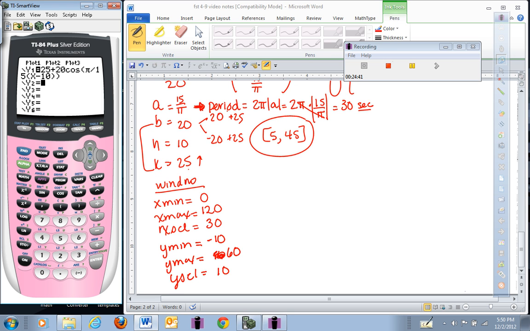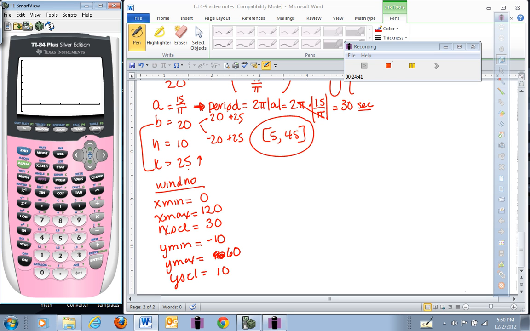Once you get that typed in, let's go to the window and let's use this window we set up here. So let's take time to go from 0 to 120 seconds in increments of 30. And let's go from negative 10 up to 60. We have to adjust that a little bit. And we'll go by 10. We'll see. Okay, we do need to be in the mode of radians for this, because remember we were starting with values with the pi's in them, and we've got a pi value in here, a pi over 15, so we do need to be in the mode for radians.